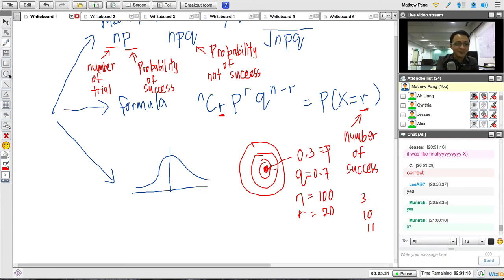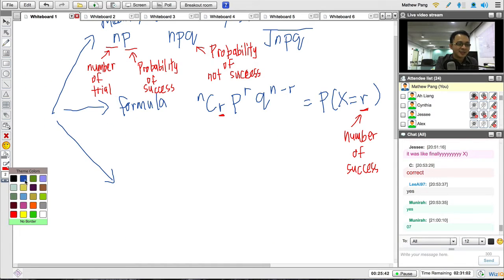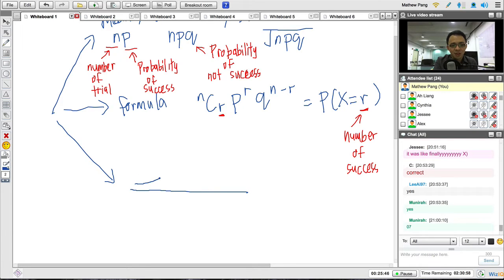And for the bell-shaped diagram, let me just draw it nicely a bit because it's so ugly. It's so hard to draw using my tablet. Just give me a moment to adjust my hand. Alright. This one I call the bell-shaped diagram.